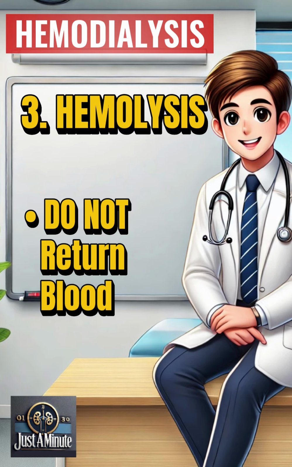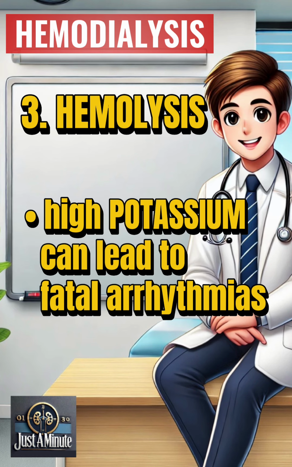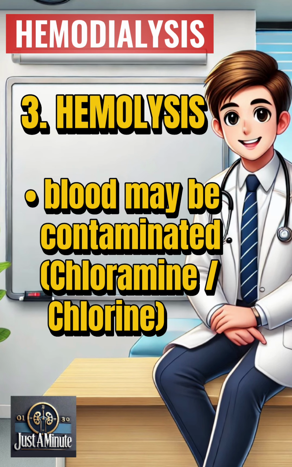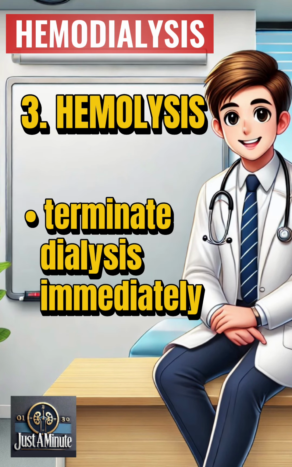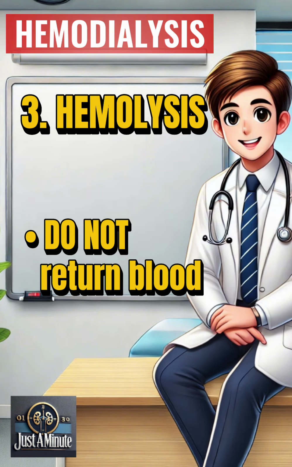Blood is not returned in hemolysis for two important reasons. First, hemolyzed blood contains high potassium, which can lead to fatal arrhythmias. Second, if the cause is chemical contamination, the blood may contain toxic substances such as chloramine or chlorine. Therefore, dialysis must be terminated immediately without returning the blood.